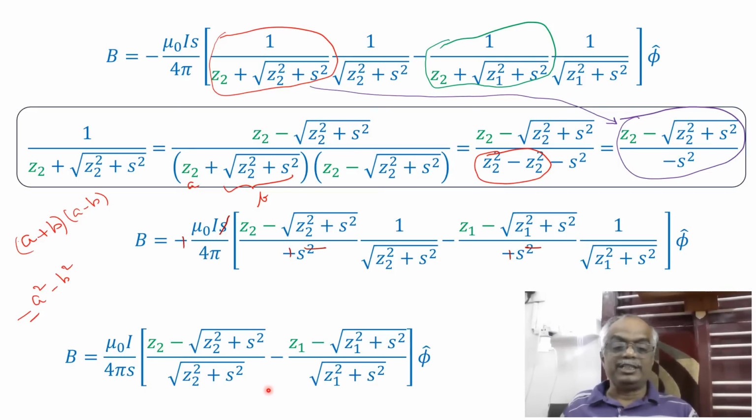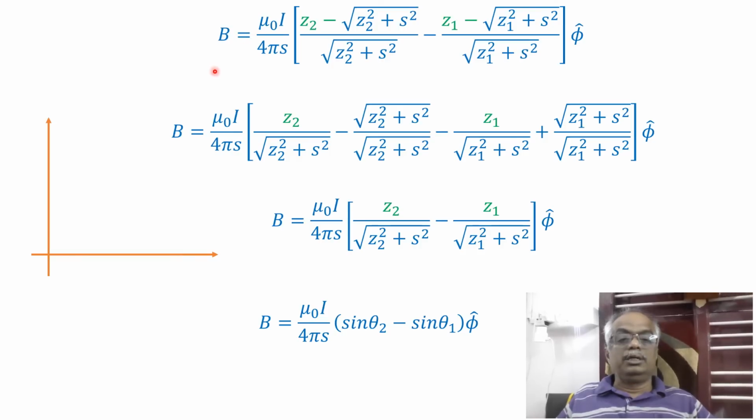We can reduce still further. Now we got the relation for the magnetic field, which is equal to mu naught times I divided by 4 pi S multiplied by Z2 minus Z2 squared plus S squared divided by Z2 squared plus S squared. Same thing with Z1, Z2 is replaced by Z1. Now we can rewrite it, separate each term into two parts. First term, you take Z2 in the denominator, then minus this Z2 square root of Z2 square plus S square divided by this denominator.